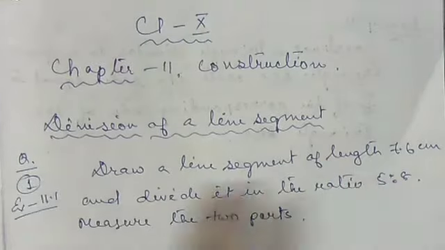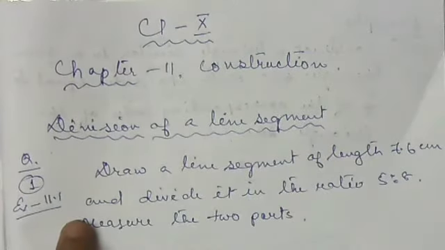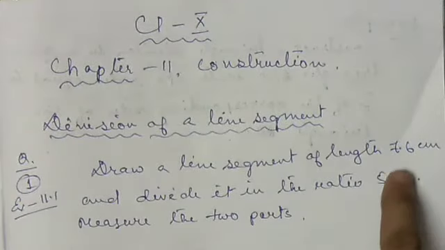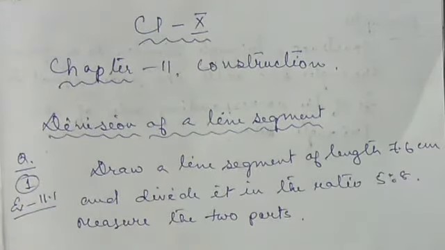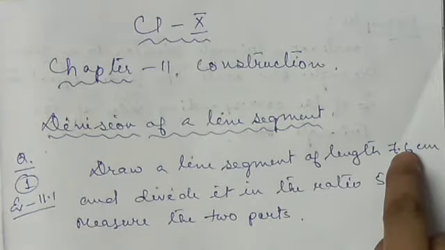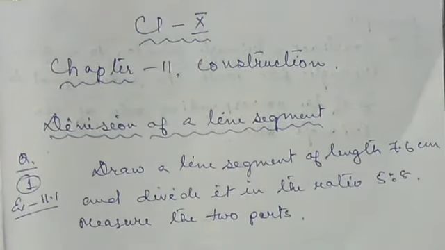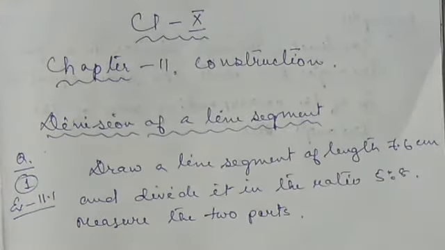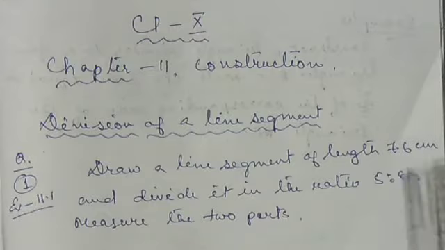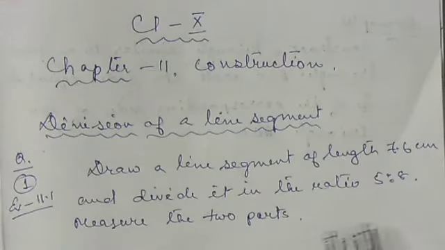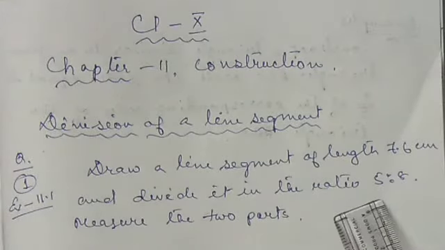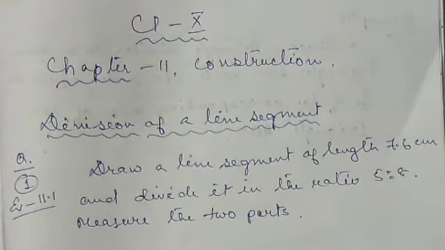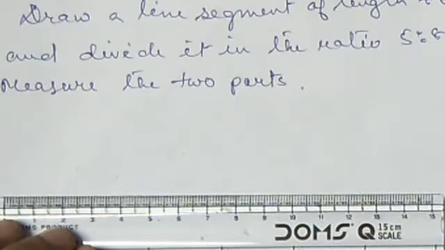Any line segment, I have taken the question from exercise 11.1, question number 1. You may be given any measurement or may not be given any measurement. If the measurement is not given, anyway you have to take the line. If the measurement is given, according to the measurement you have to make the line. So here the measurement is given 7.6 and we are asked to divide the line in the ratio 5:8. So what shall we do? First of all, we will make a line segment 7.6 centimeter.